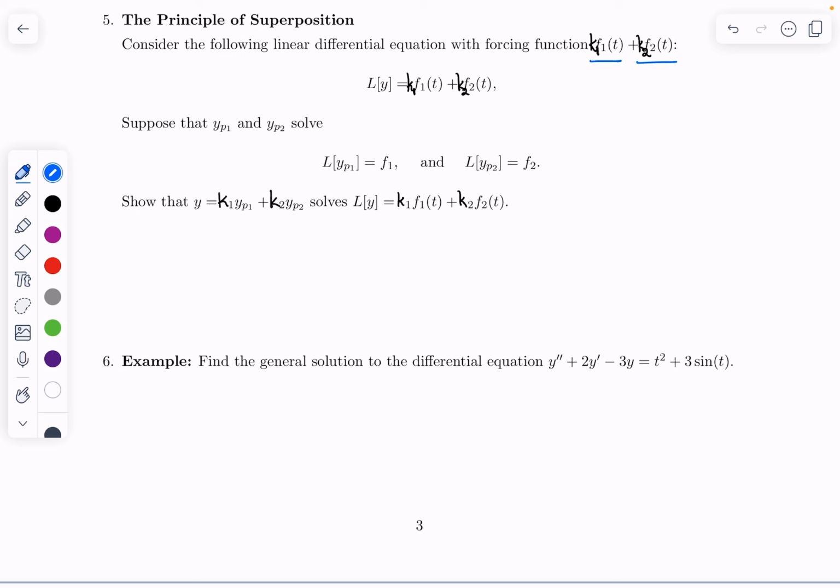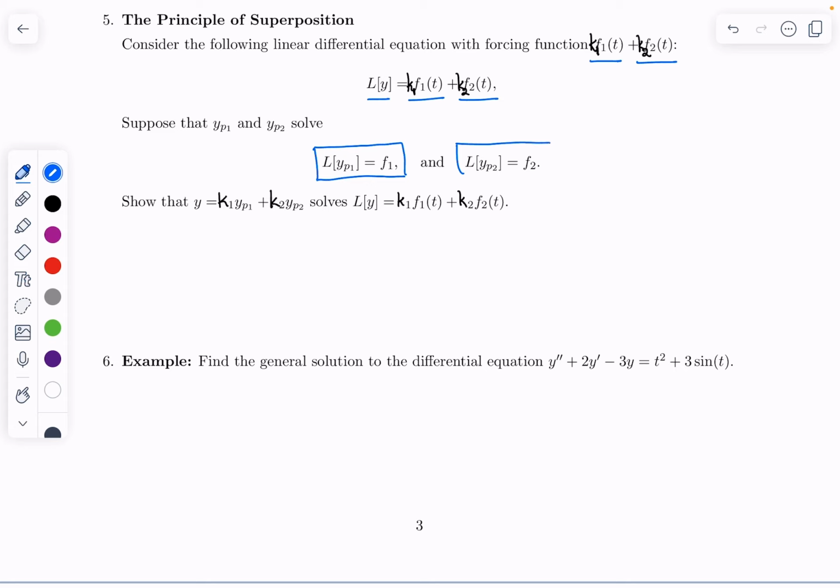So what I'm saying is I now have a new second order differential equation. It's going to be Ly is equal to k1 f1 of t plus k2 f2 of t. So it's a linear combination of two forcing functions. Well, then that means that I'm going to need a particular solution that corresponds to that linear combination of f1 and f2.